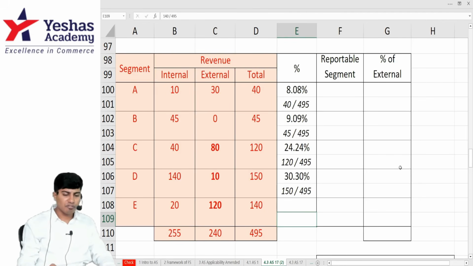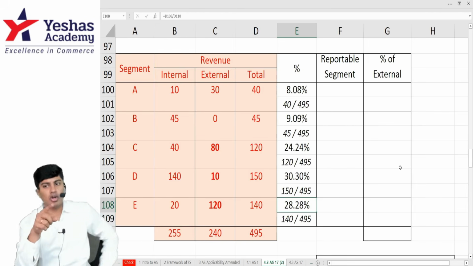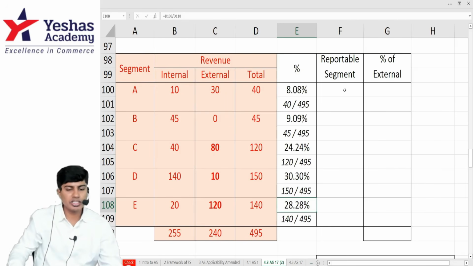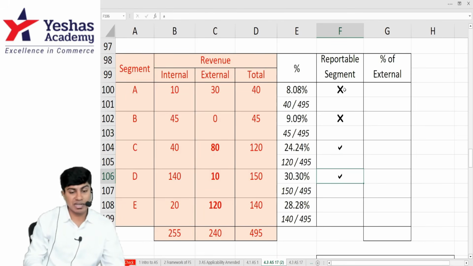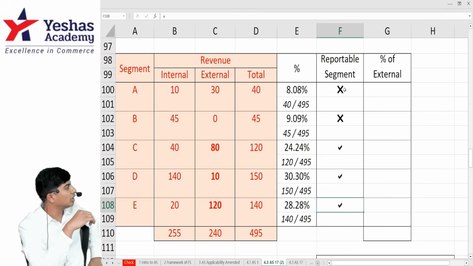30.30. 140 by 495 into 100. Understood this? Now you will check if it is 10% or more than 10%, then it is a reportable segment. 8.08, not reportable. 9.09, not reportable. 24.24, yes, reportable. 30.30, yes, reportable. 28.28, yes, reportable.